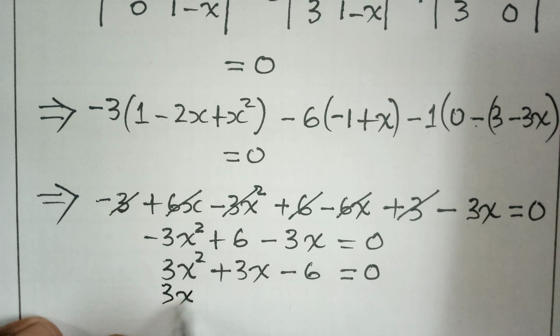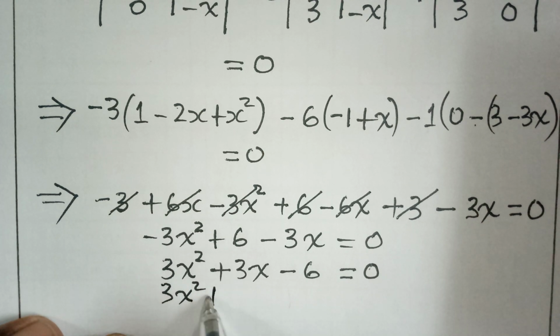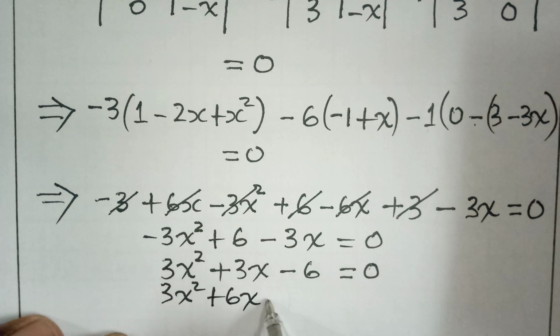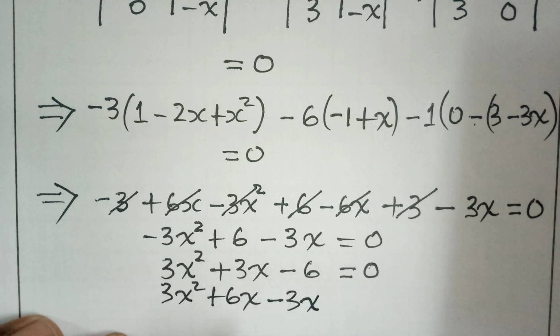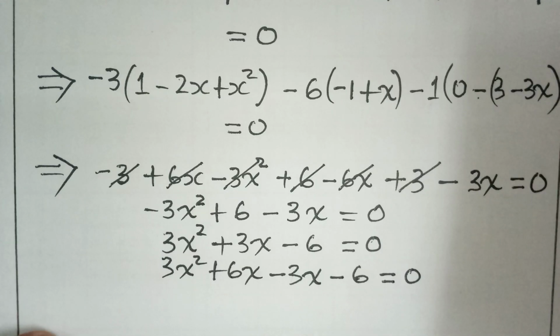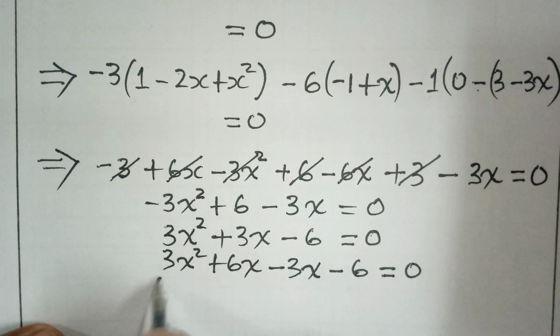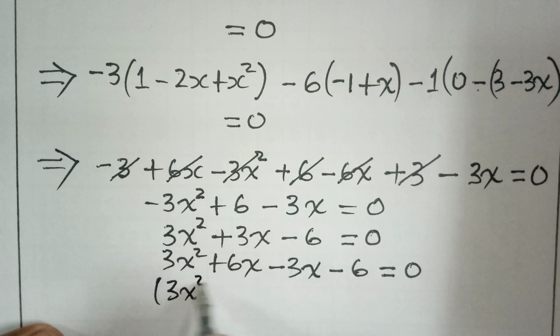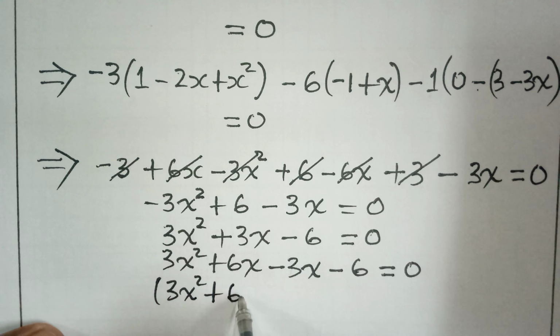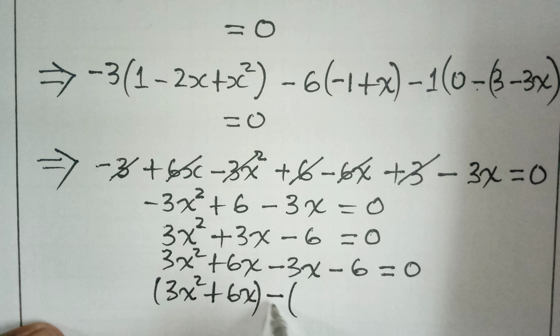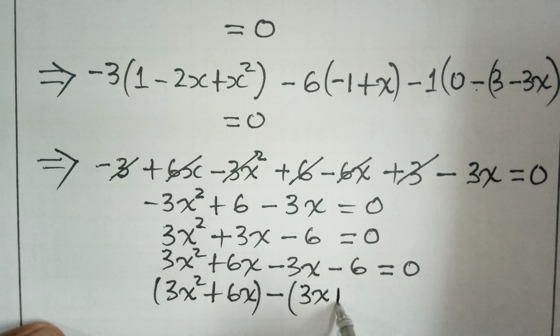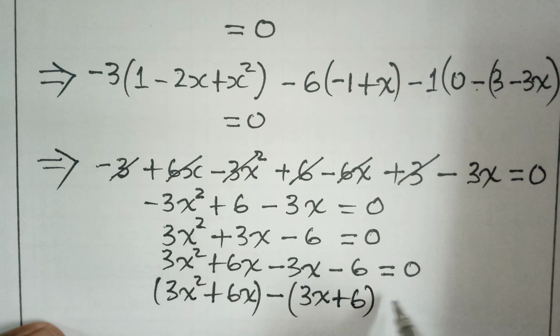So I have 3x squared positive 6x minus 3x minus 6 equals to 0. So I can put that into bracket. Shall have 3x squared plus 6x minus, when I put into bracket, because of this minus, this is going to change this sign to be plus 6 equals 0.